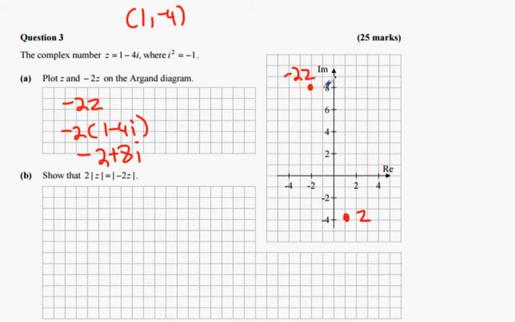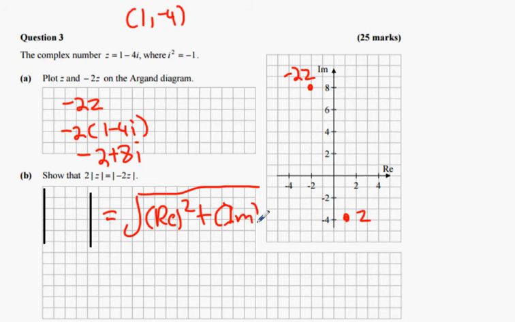It's minus 2Z. Okay? Show that 2 times the modulus of Z equals the modulus of minus 2Z. Can anybody tell me what these two big vertical lines mean? Who said distance from the origin? It's good, whoever said it. It does mean distance from the origin, okay? So, to get the distance from the origin, it's the real squared plus the imaginary squared.